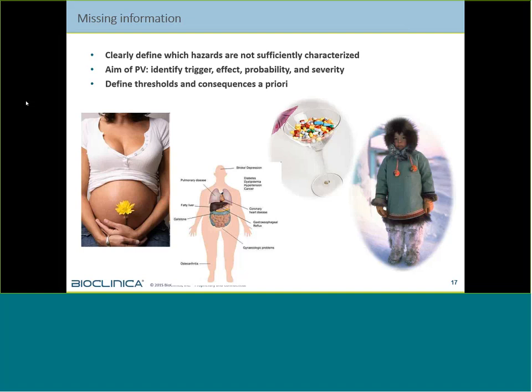Then you have racial differences. We know that there are major genetic differences between different races. The Japanese population is very famous for that. They are more vulnerable to adverse drug reactions due to a higher plasma level, because there's a much higher incidence of defects in certain genes in the CYP metabolism. And of course, you can be pregnant, you can have another illness, etc. All that is information that you don't know about yet, and what you want to look for in your pharmacovigilance program is to identify triggers, identify effect, identify probability and severity. So missing information should become knowledge. Next slide.